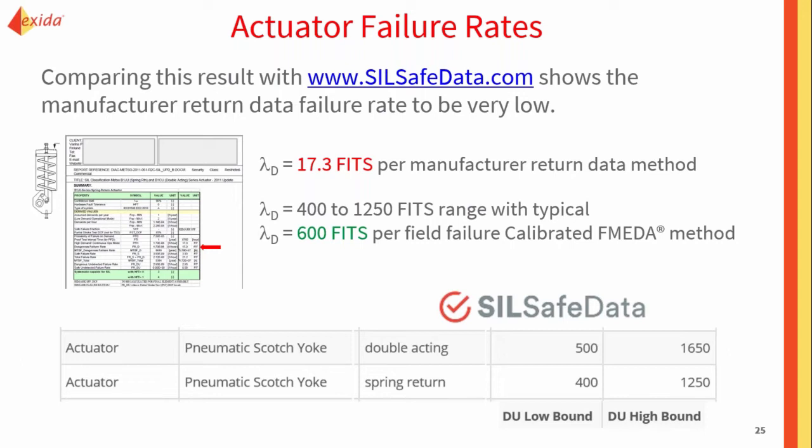Really? So looking at this exact same model, same make, everything, a calibrated FMEDA was done on this with a calibrated component database, and it was found that that same actuator was actually predicted to be 600 FITs. As you can see, I feel better with that 600.